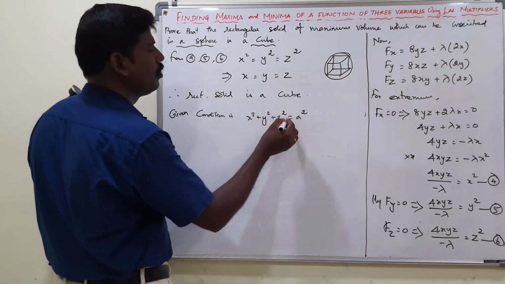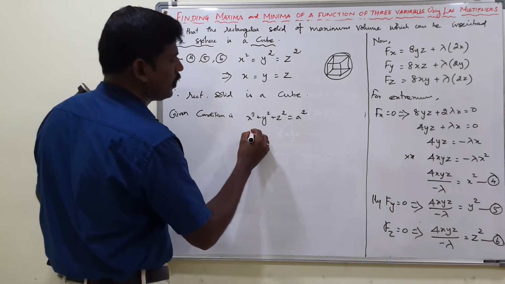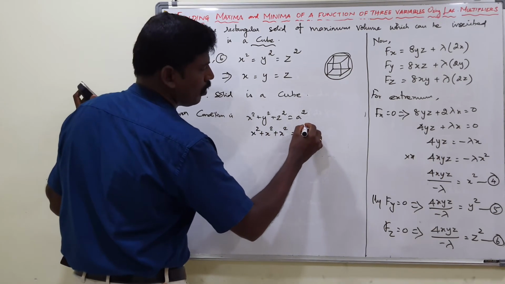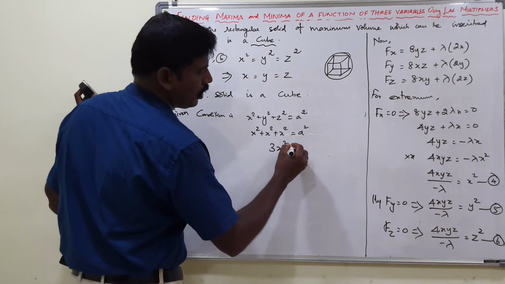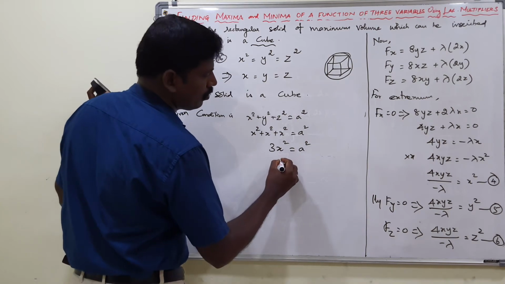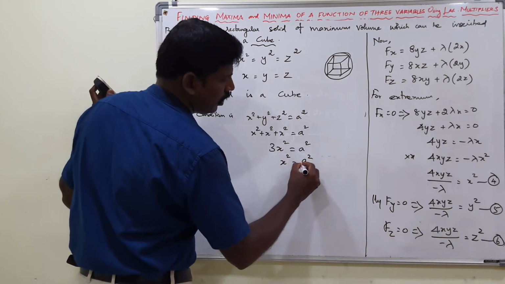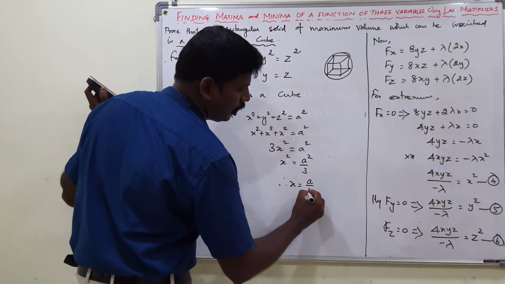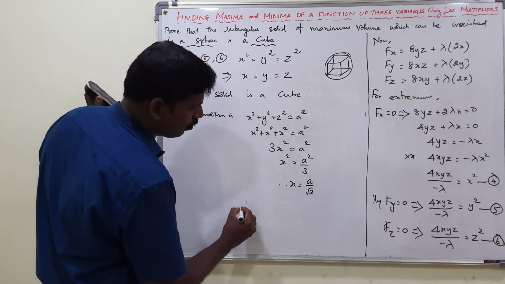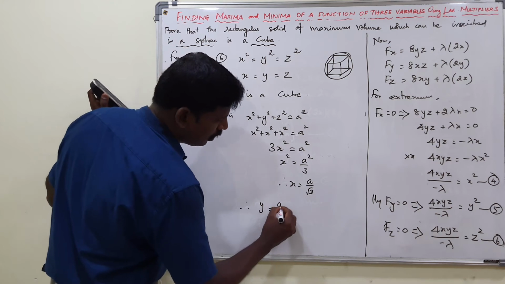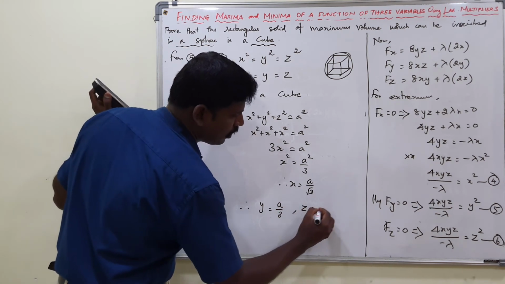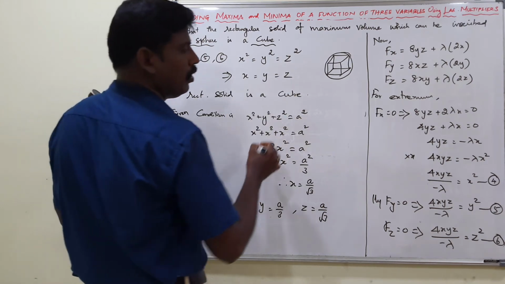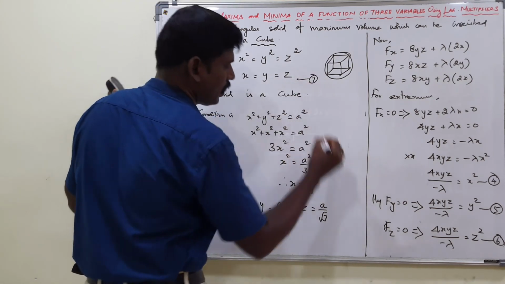So x, y, z are all equal. So we can replace y by x, z by x. So 3x square equal to a square. So x square is equal to what? a square by 3. Therefore, what is x? a by root 3. Therefore, y is also a by root 3 and z is also a by root 3. Why? Because all are equal. Okay? We call this equation number 7.